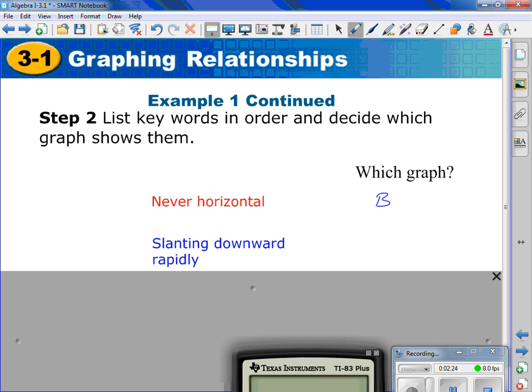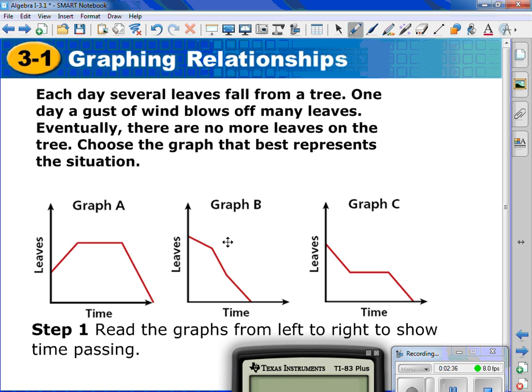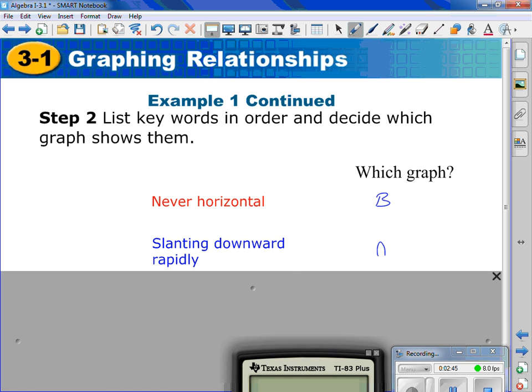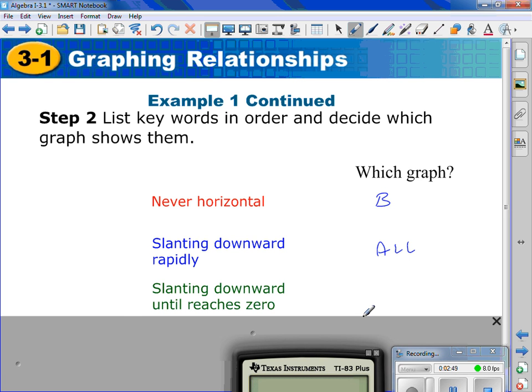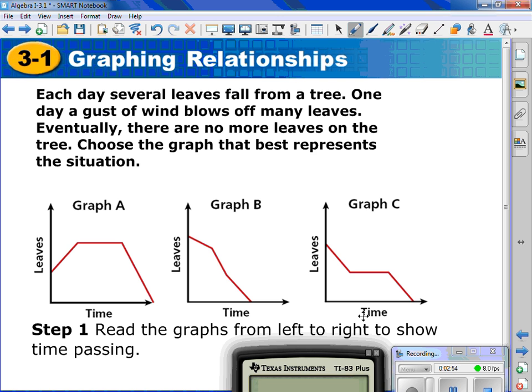Which one is going downward? Because we are losing leaves. So we're going to look. Which one shows that we're losing leaves? All of them. All of them are losing leaves. Which ones reach zero? Which ones have no leaves? All of them have no leaves.